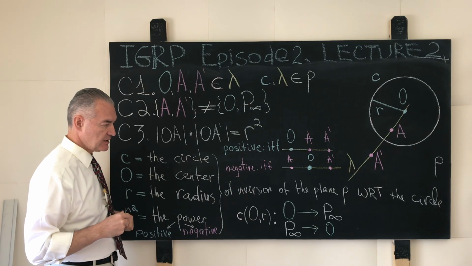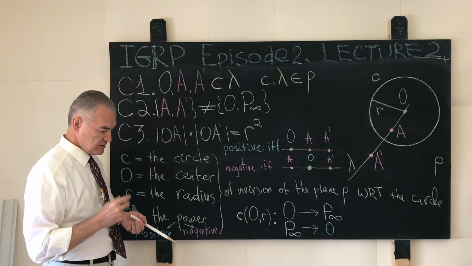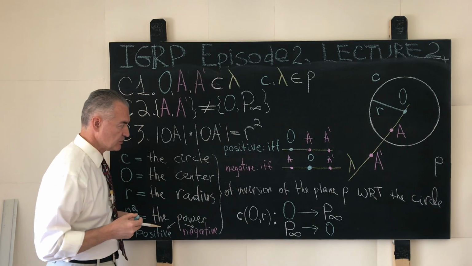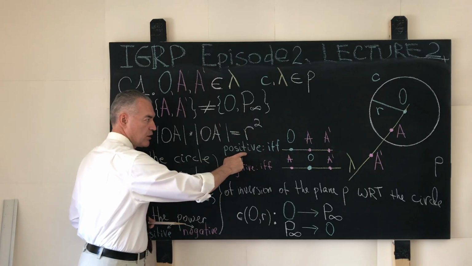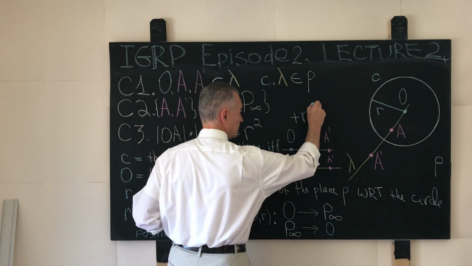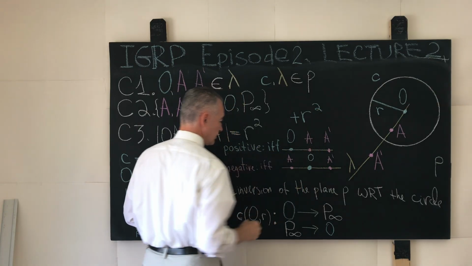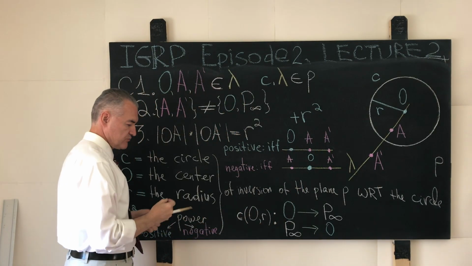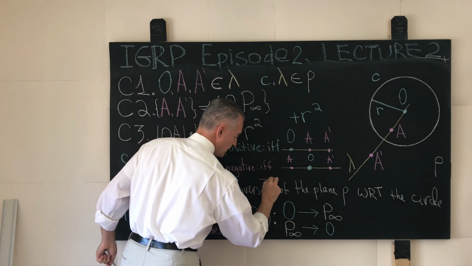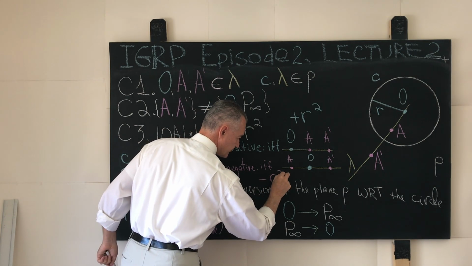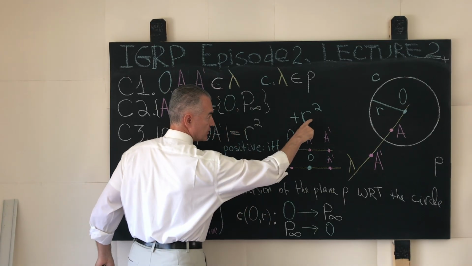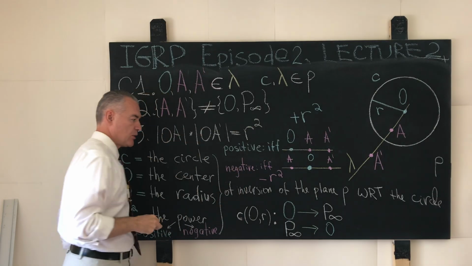And again, just to be sure, in general, to be perhaps more rigorous than we have to be, the positive power of inversion can be rendered as follows: plus r squared, or just r squared. And the negative power of inversion can be rendered symbolically as minus r squared, negative r squared. Negative power inversion, positive r squared is positive power of inversion.